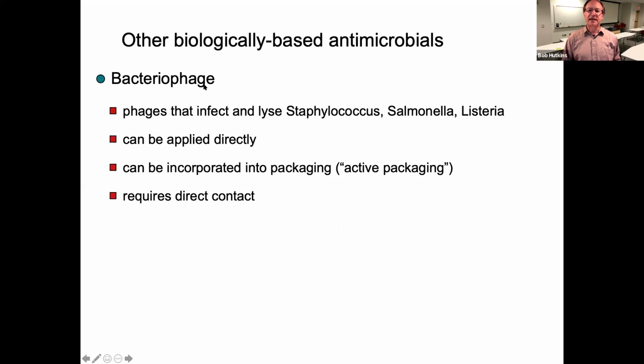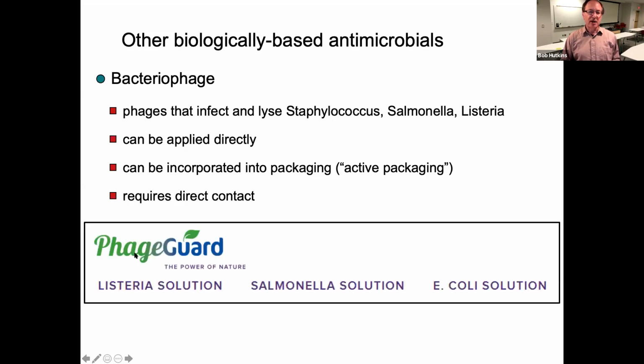Okay, and then just very briefly, other biologically based antimicrobials include bacteriophages. Now, that's kind of interesting. Bacteriophages are viruses that infect and lyse bacteria, and there are phages that infect and lyse every bacterium on the planet. So there are some that infect Salmonella, Staph, and Listeria. You can apply these directly or into packaging, like active packaging. And so there are some products like PhageGuard that kill Listeria, Salmonella, E. coli, but they are live viruses that do that. And so there's a little bit of a scary feature to that.